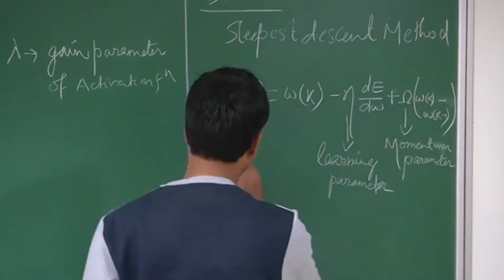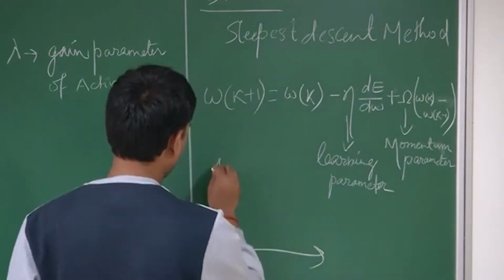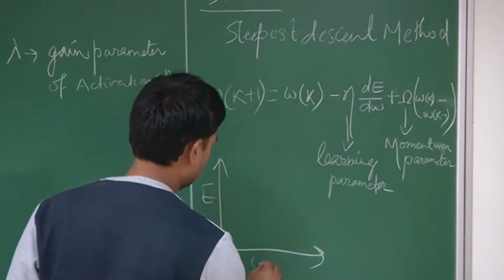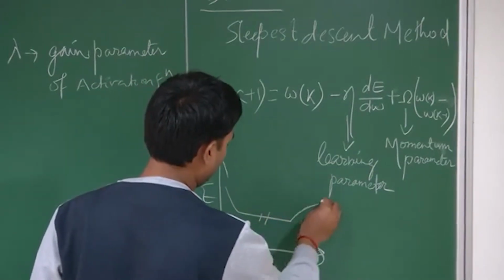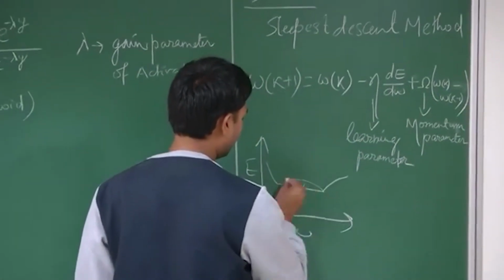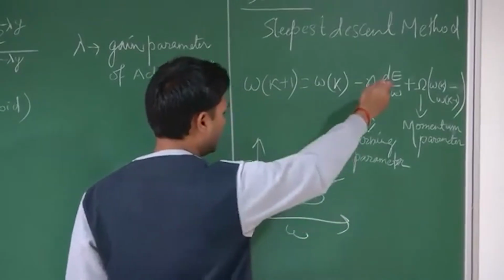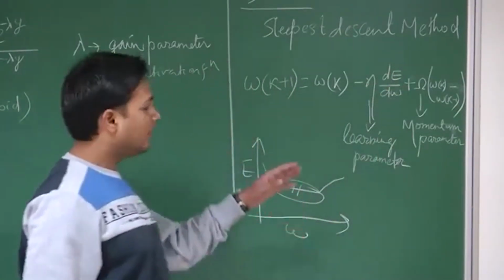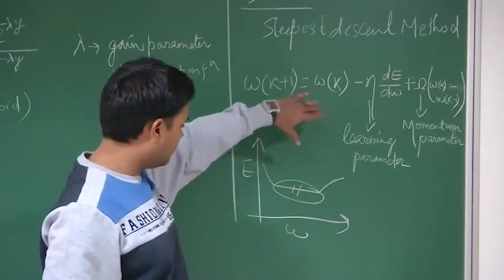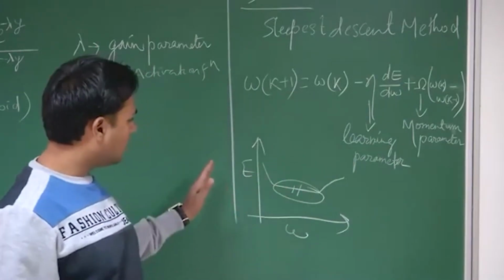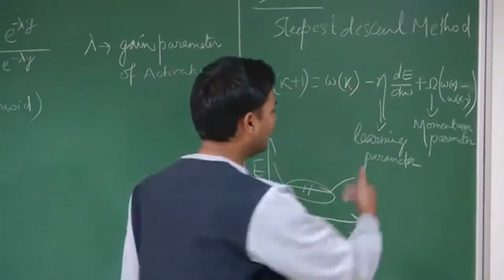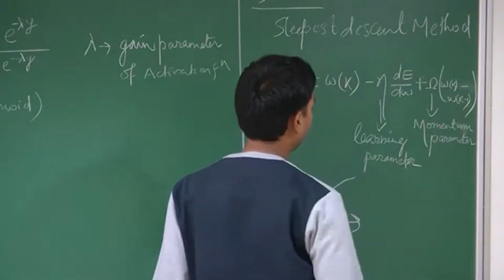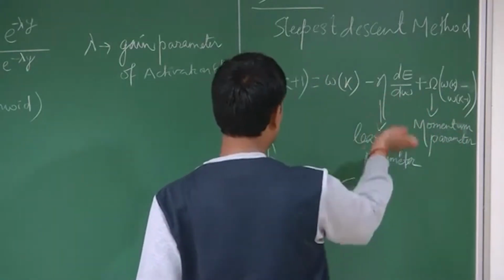When is it used? When your error versus weight is constant, as in this case here. Then your dE by dW term, the gradient term, will be 0, so it alone will not be able to update. You need the additional term of the momentum parameter, whereby you will get the updated weightage.